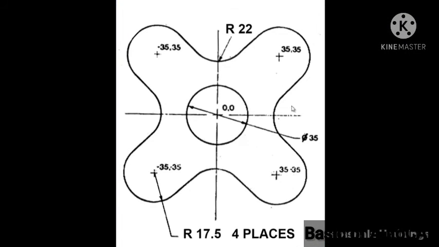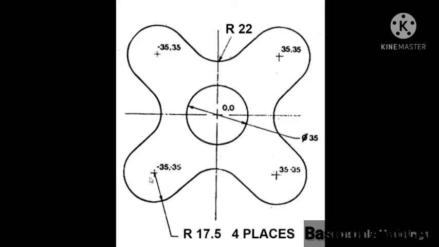Next, we will consider this example. In this figure, we have 5 circles and each circle at the corners has its center point located in each of the quadrants. The center point of this circle is at 35, 35, which is in the first quadrant, and this circle is in the second, and this is in the third, and this circle is in the fourth quadrant.